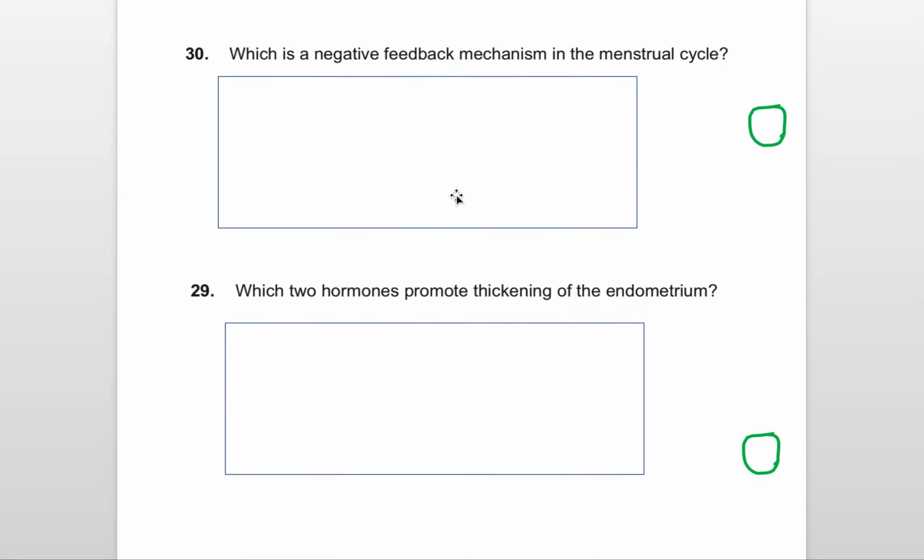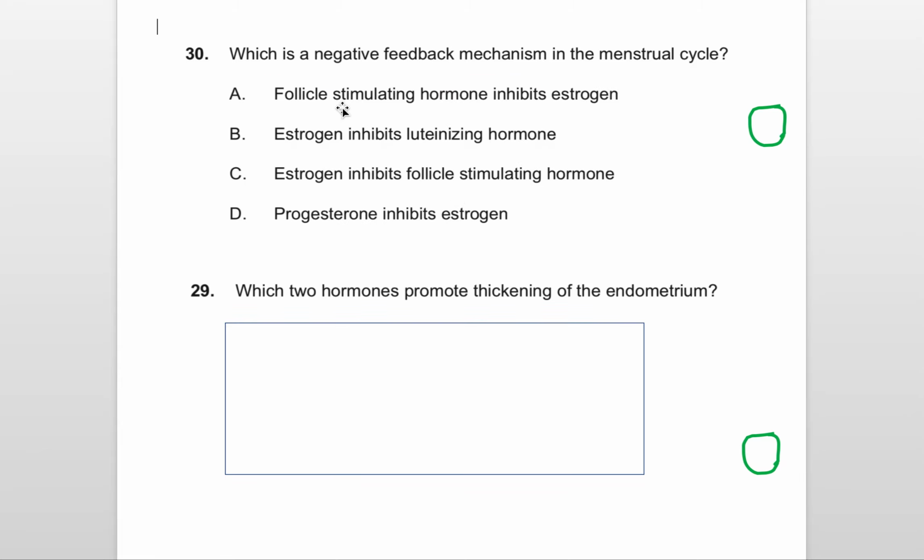What is a negative feedback mechanism in the menstrual cycle? Take a look at this and try it yourself. Follicle stimulating hormone inhibits estrogen. This is not true, because FSH and estrogen actually have a positive feedback relationship. FSH will make the follicle, which will make estrogen, and this will be a cycle.